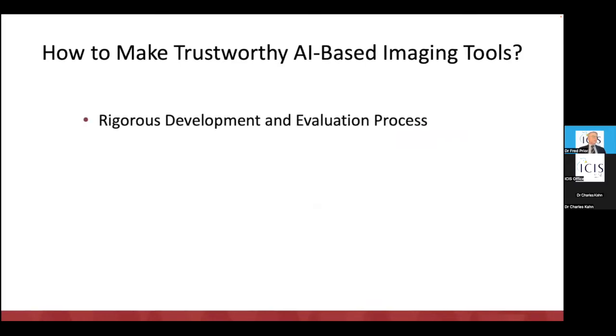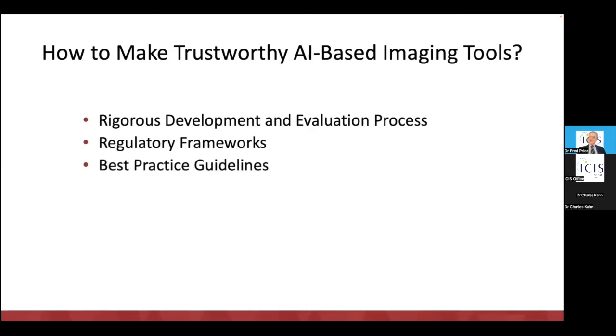And of course, this really depends upon having a rigorous development and evaluation process for these tools. Rigor is the key in science in general, but in particular in the development of new machine learning-based tools. Now, there are two ways of looking at this, at enforcing rigor. One is through regulatory frameworks, and we're going to talk a bit about regulatory frameworks that exist both here in the US and internationally. And then I'm going to spend most of my time talking about best practice guidelines.